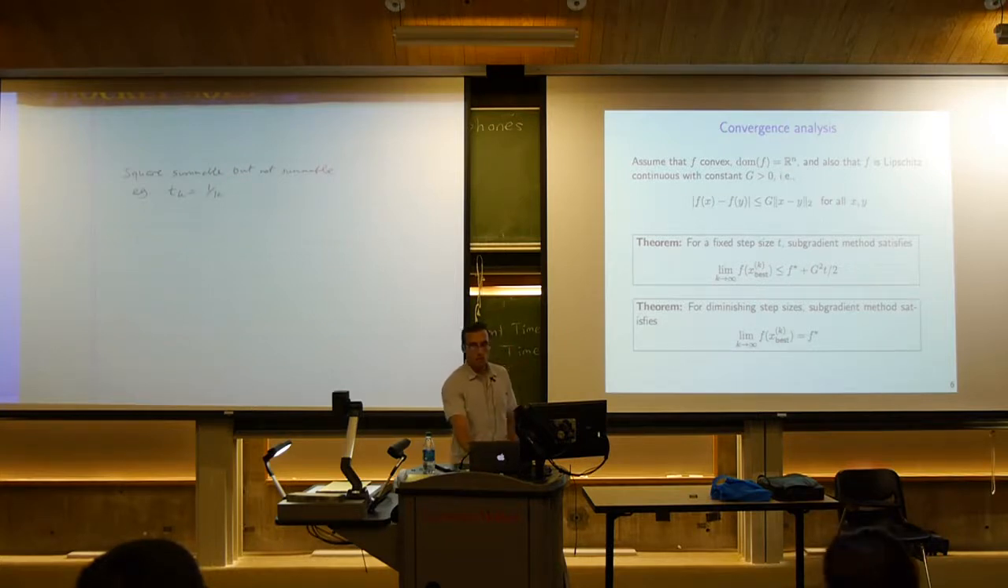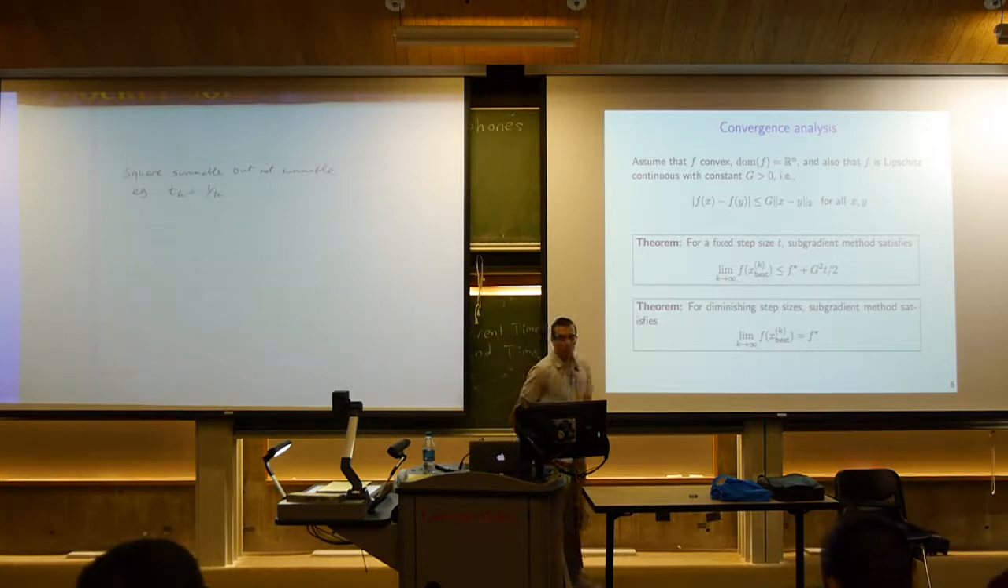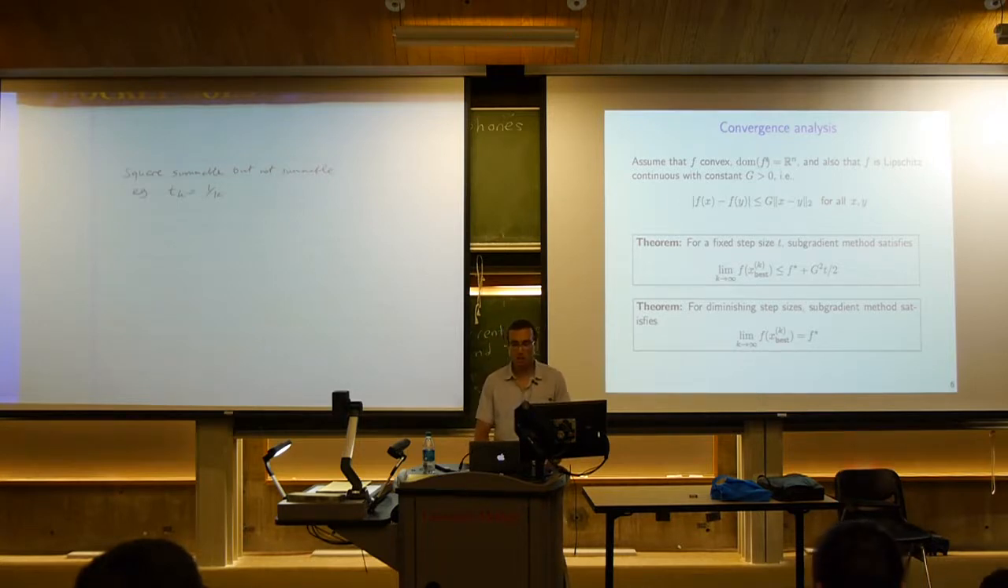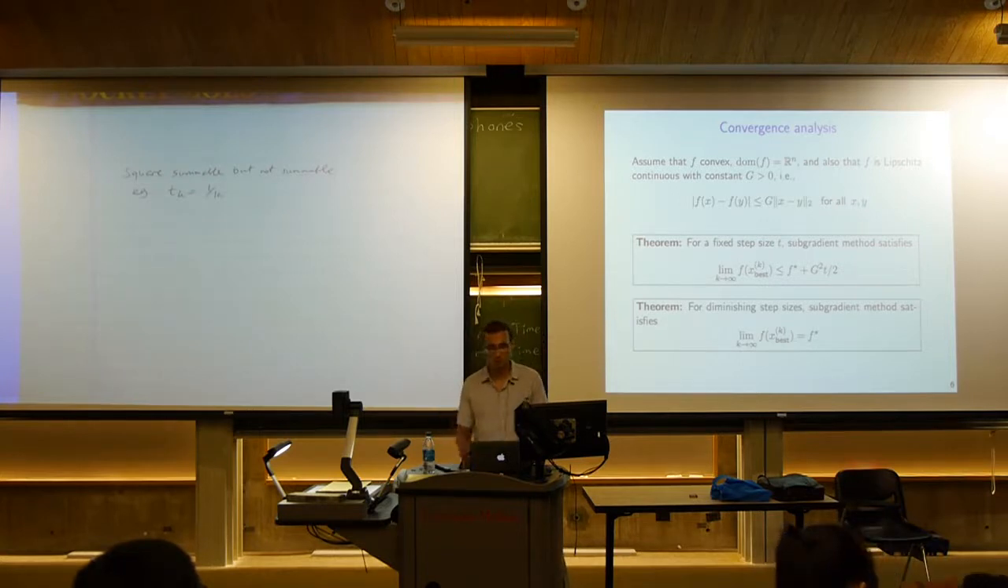So here's the result. Let's just state it first. If you have a convex function whose domain is everything, and the function itself is Lipschitz continuous, so before we were assuming that grad f was Lipschitz continuous, with the subgradient method we're going to assume that the function itself is Lipschitz, okay? Because we're not assuming that the function is smooth, so it doesn't make sense to talk about its gradient or anything like that, right?